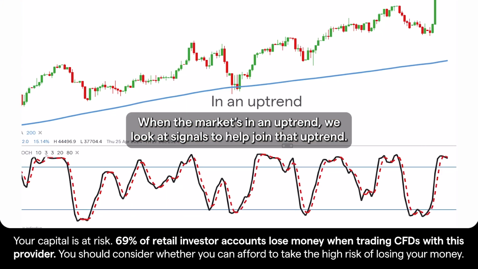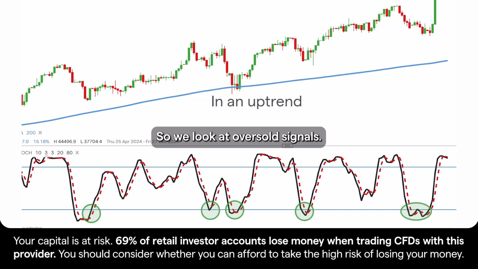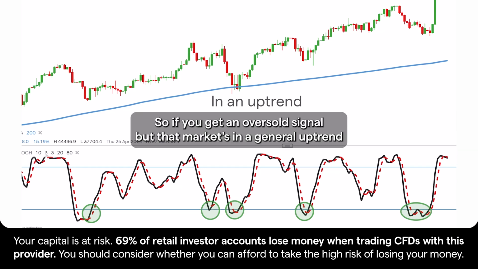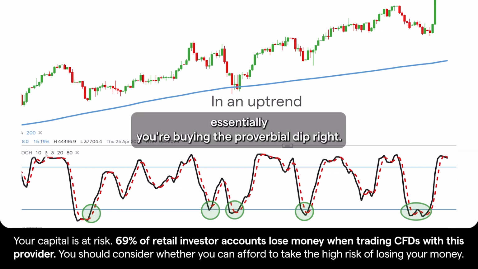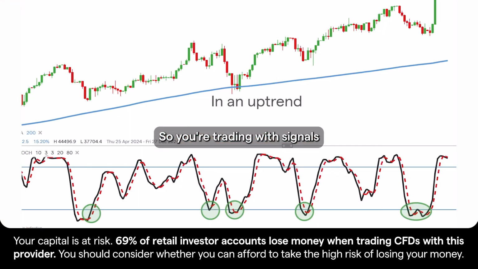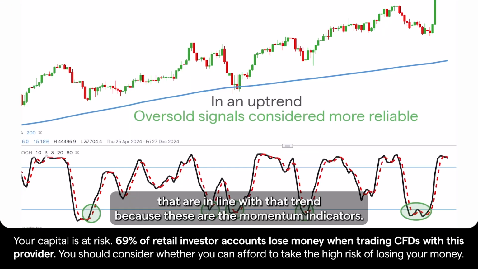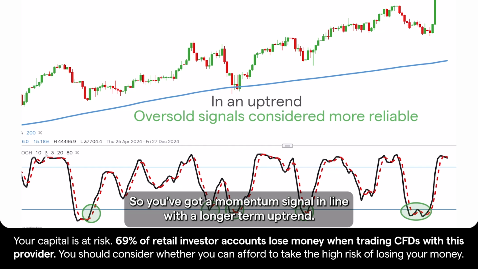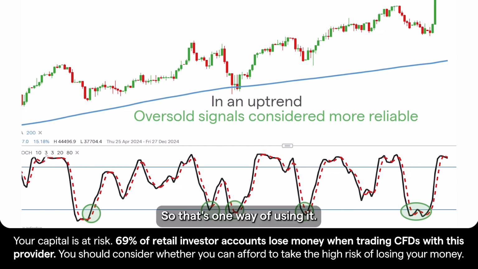When the market's in an uptrend, we look at signals to help join that uptrend. So we look at oversold signals. So if you get an oversold signal, but that market's in a general uptrend, essentially you're buying the proverbial dip, right? So you're trading with signals that are in line with that trend, because these are momentum indicators. So you've got a momentum signal in line with a longer term uptrend. So that's one way of using it.